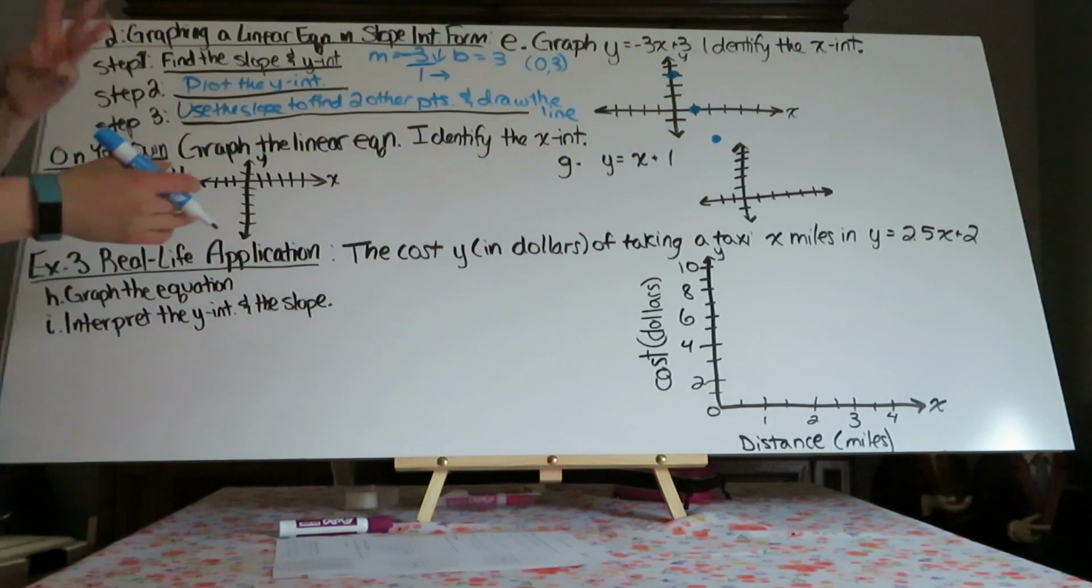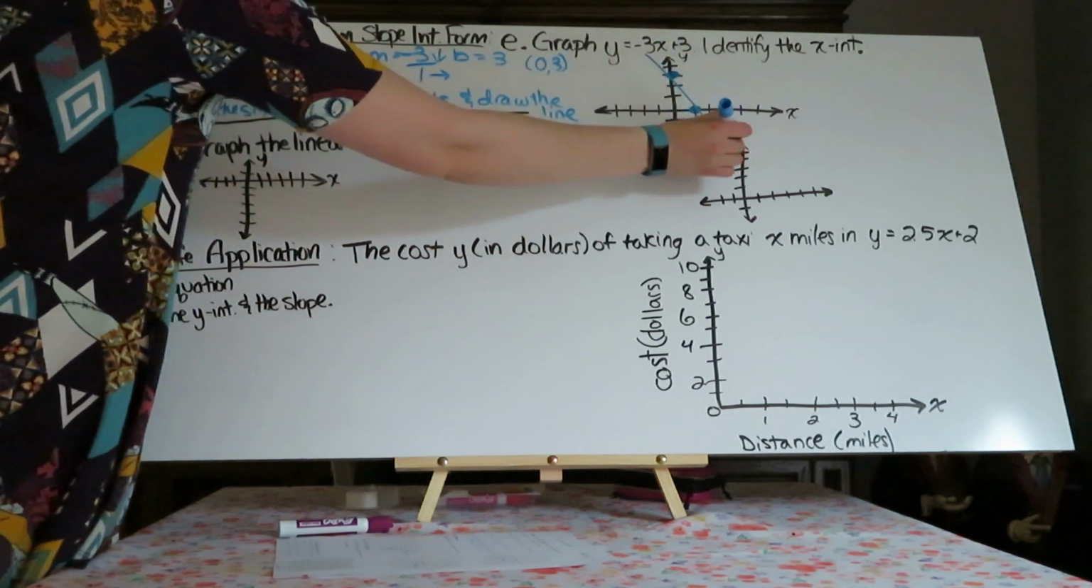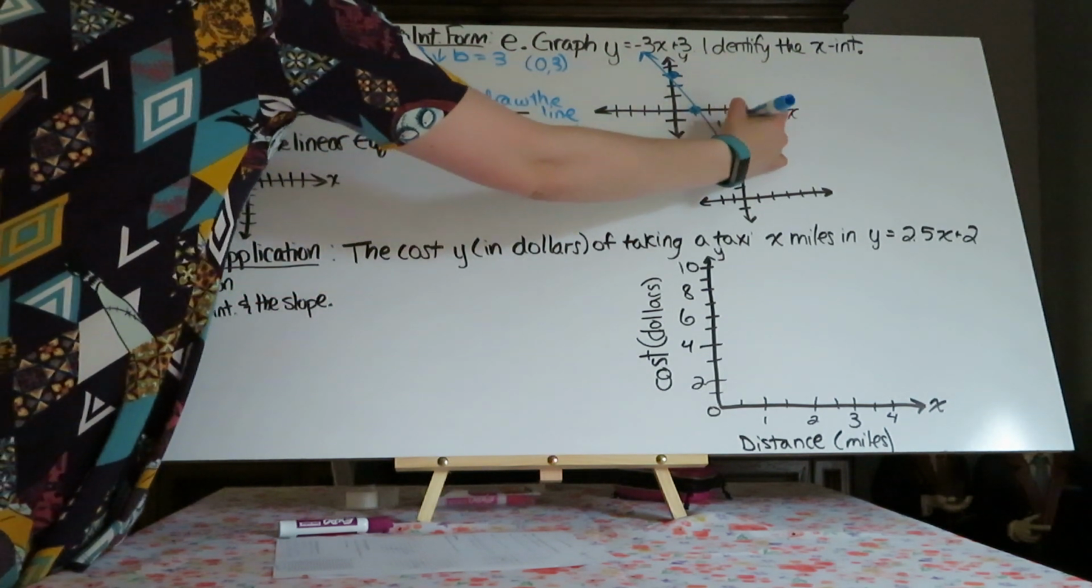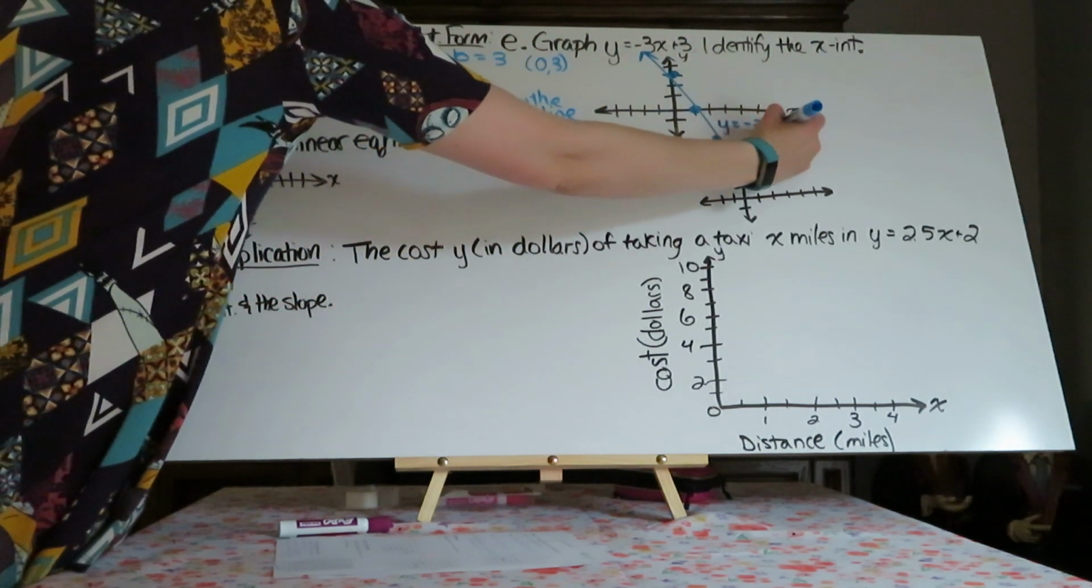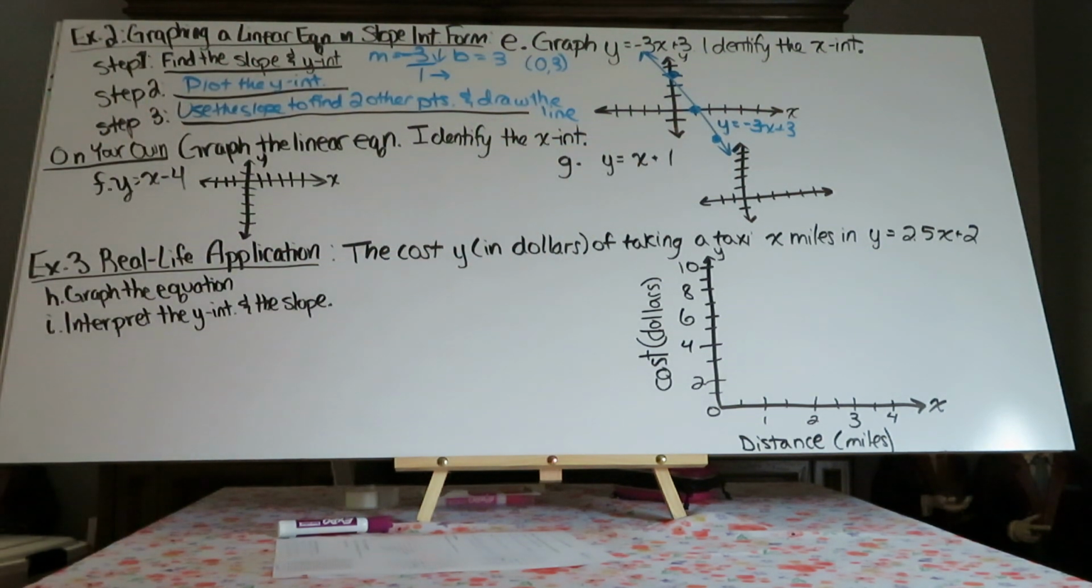It's really good to have 3 points rather than just 2, because then you can really confirm that you've done it correctly. And then the last step, I guess you could say, is labeling your graph. But that should be a habit that you guys are getting into. So y equals -3x plus 3. There's the graph. The last thing that we need to do is identify our x-intercept.